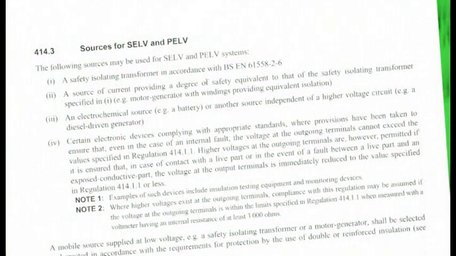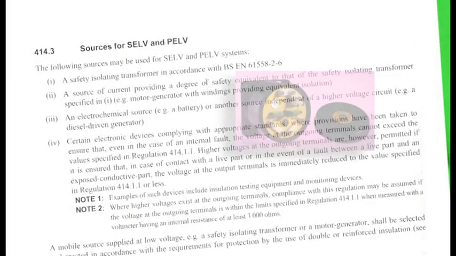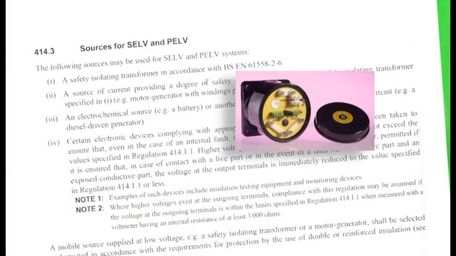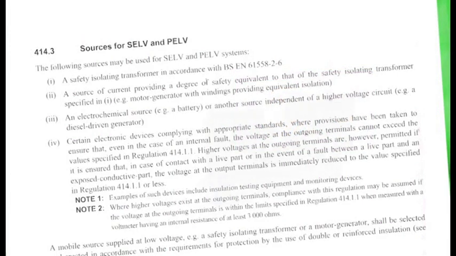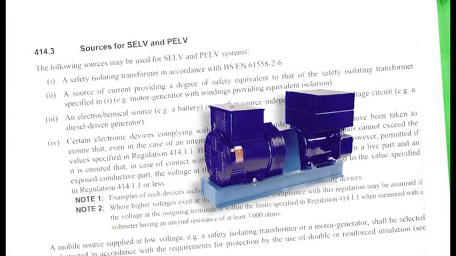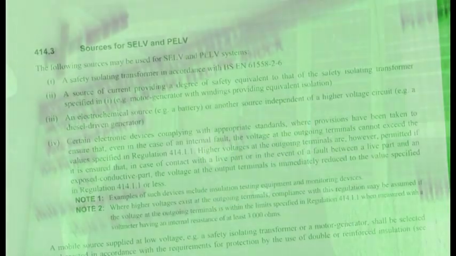So once I've established that there is a requirement for SELV or PELV, and indeed that one of these is being used, I need to check which is being used and that the source of extra low voltage is acceptable. Section 414 of the 17th edition lists 4 acceptable sources for SELV or PELV. The most common of these is by safety isolating transformer, as we've already seen. But in industrial or similar locations, it could also be provided, for example, by a motor-driven generator.